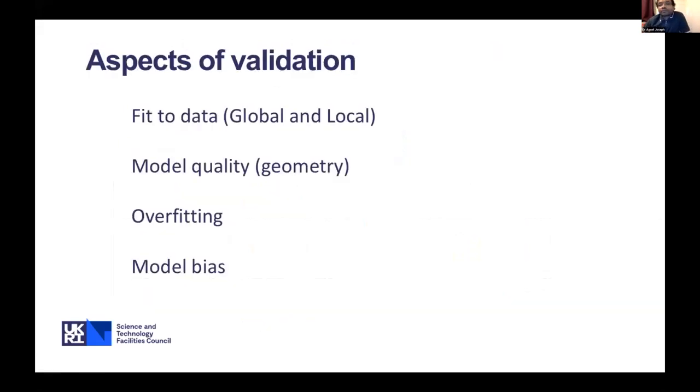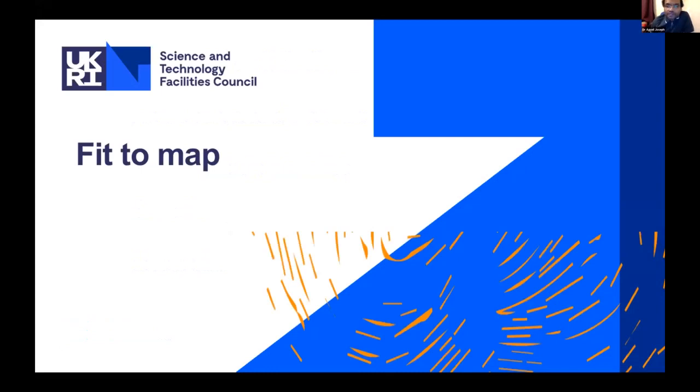As in the case of crystallography, in cryo-EM as well, we can look at different aspects of validation: fit to data, model quality, overfitting, model bias, and so on. I'm going to talk more about the first two areas here, so fit to the data.